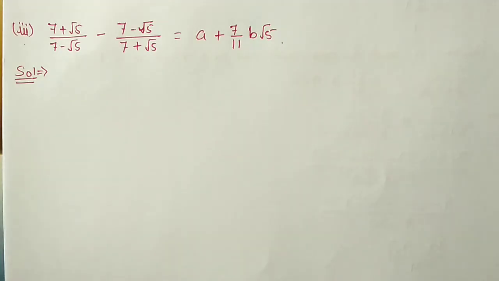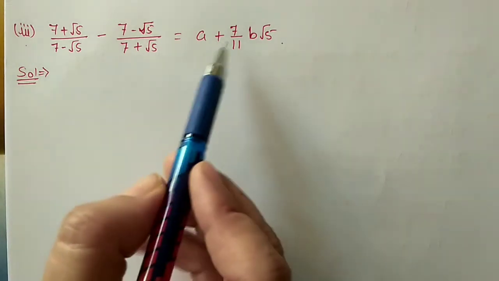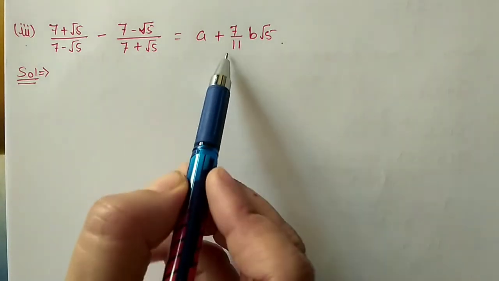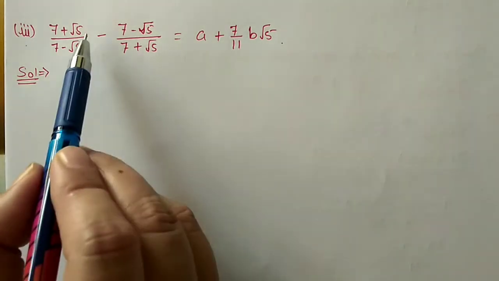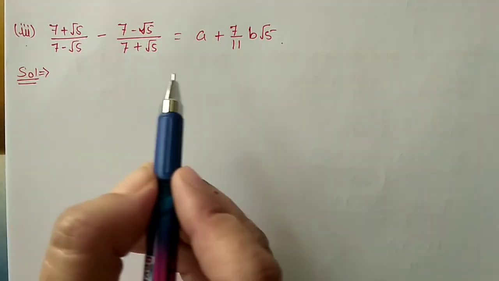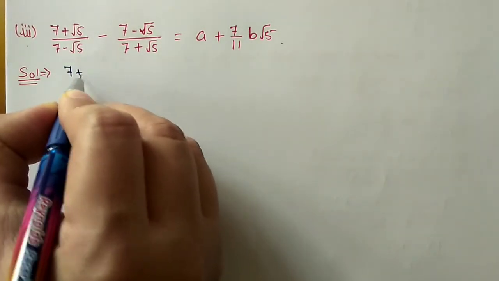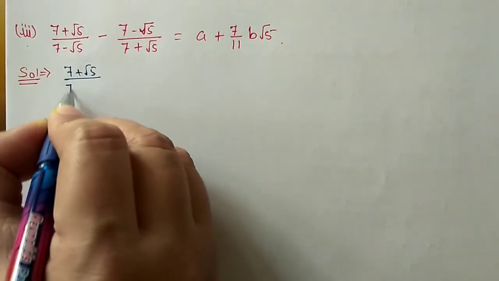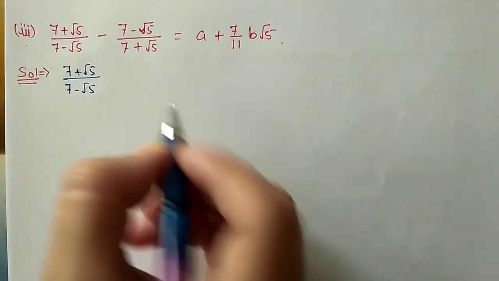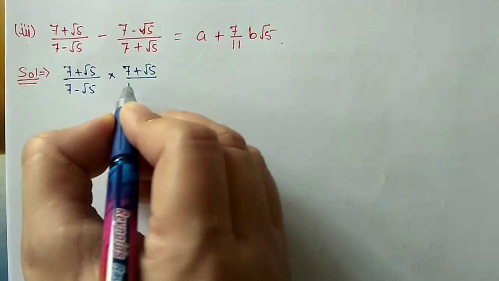Next, third part: 7 plus root 5 divided by 7 minus root 5, minus 7 minus root 5 divided by 7 plus root 5, which is equal to a plus 7 by 11 b root 5. So both these two terms, first we have to rationalize and then we will do the comparison with the right side. So first 7 plus root 5 divided by 7 minus root 5. To rationalize it we have to multiply with 7 plus root 5 up and down.